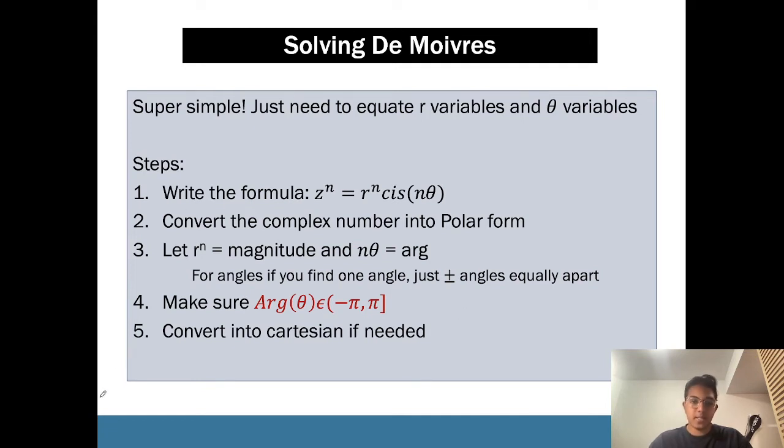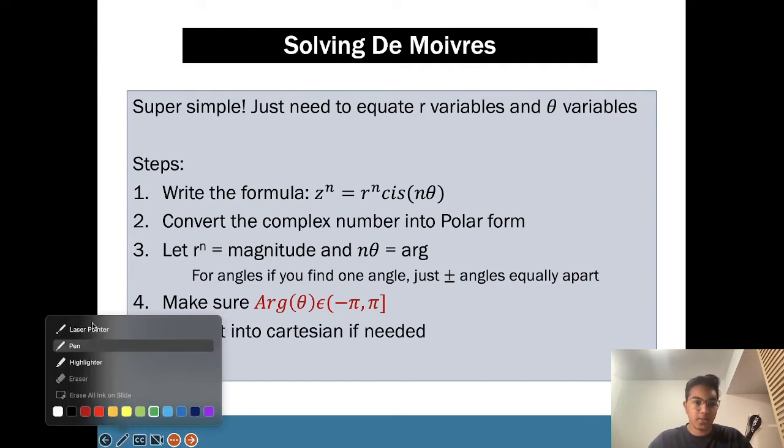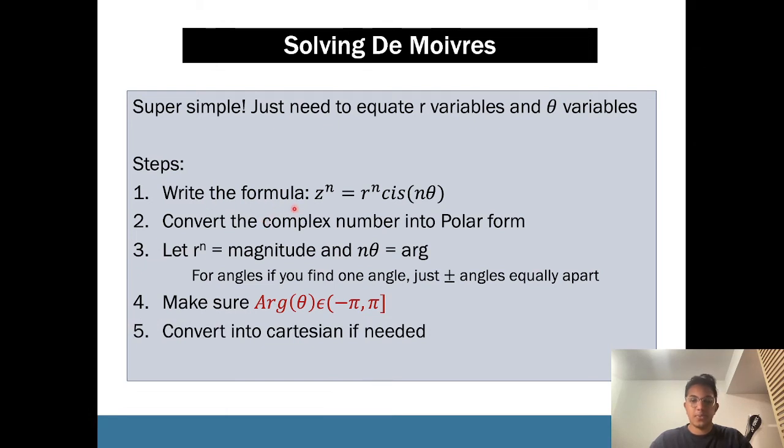So these are the steps that I applied when I used De Moivre's theorem. First thing we do is write out our formula, and then we convert our complex number into polar form. Just to make it a little bit harder, they always like to give the complex number to you in Cartesian form. So always convert it to polar form. So r to the n is equal to the magnitude and n theta is equal to the argument.